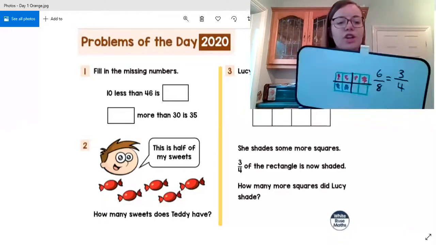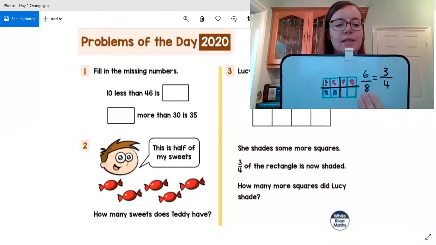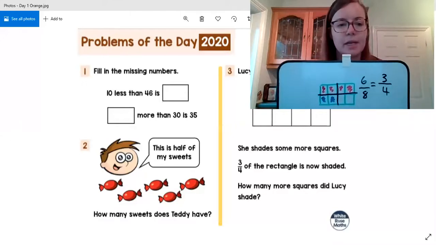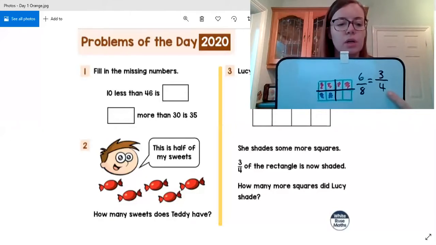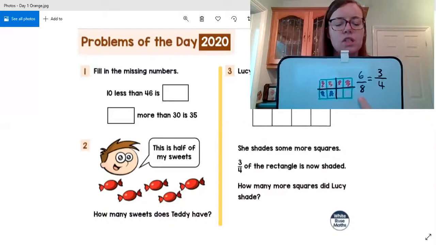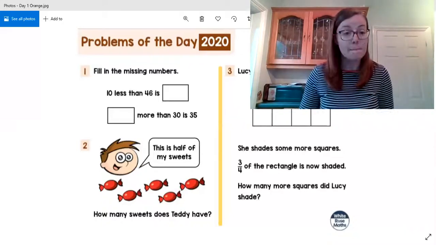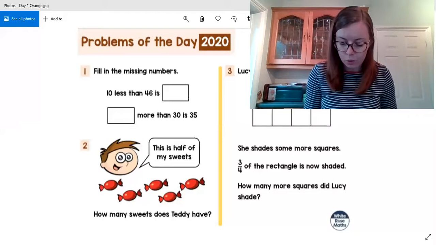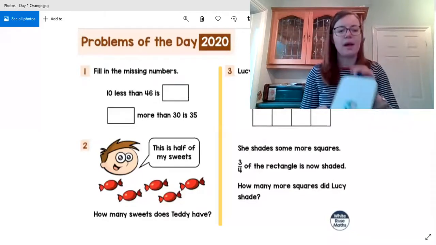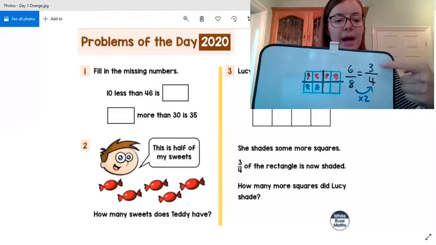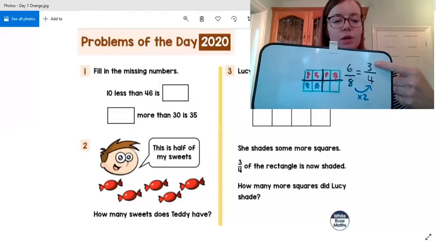Now, how can I check that 3/4 and 6/8 are equivalent fractions? Let's think about our times tables. What do we do to a 4 to turn it into an 8? That's right, we times it by 2. Now, you all know the rules with fractions, that whatever we do to the bottom or to the denominator, we have to repeat the same to the numerator.